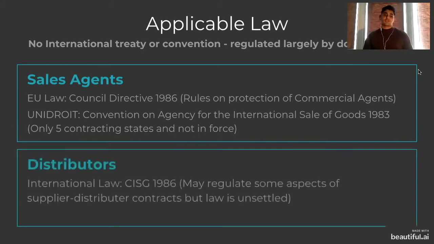With distributors, it's even less international law. The only attempt really there has been is in the CISG, that we spoke about before. And there's an idea that the CISG may regulate some aspects of supplier distributor contracts instead of only regulating supplier retailer contracts, right? But the law is very unsettled. There's a lot of different opinions. So again, it's not very clear. So largely it's regulated by domestic legal principles, whatever the law is in Thailand.